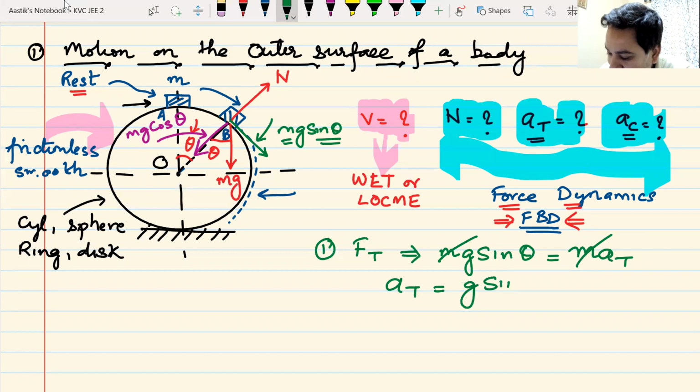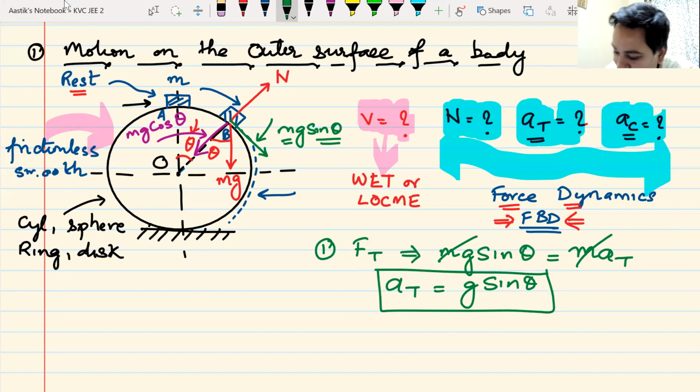And I welcome the first answer. The tangential acceleration is g sine theta. Do we understand this? Now remember, I must ask you this. Is this acceleration that I've got constant or variable? If it is variable, is it varying in direction? Is it varying in magnitude? Or is it varying in both direction as well as magnitude?